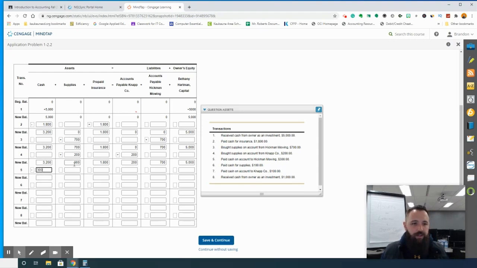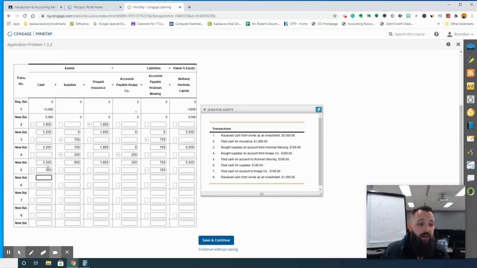And what's the other account that's affected? Well, it's our account payable for Hickman Mowing. Now, right now we owed them $700. When we pay $300 to the balance that we owe, is that balance going to go down or is it going to go up? Well, it's going to go down, okay? Because we're paying off what we owe. So minus 300 here.